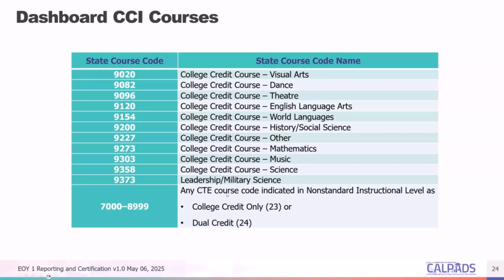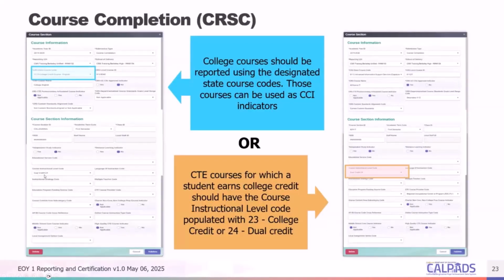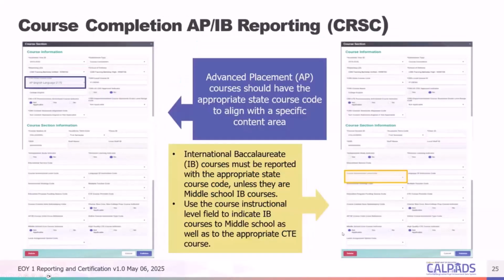And then any CTE state course code has to have a 23 or a 24. When we're going back to dual credit, you see it's highlighted here. It has to be 23 or 24 if it's a CTE course from 7,000 to 899. And then this is identifying that there's state course codes for your AP courses. There's state course codes for your IB courses as well. That's how you would report them.